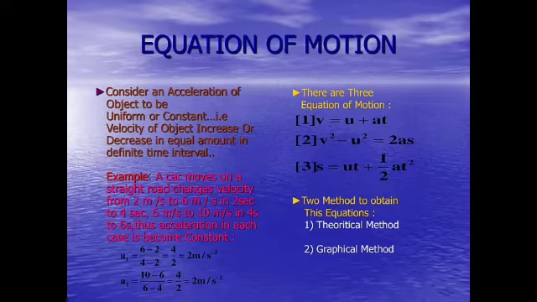So there are three equations of motion. First, v is equal to u plus at, where v is the final speed or final velocity, u is the initial speed or initial velocity. Second, v square minus u square is equal to 2as. Third, s is equal to ut plus 1 by 2 at square. So there are two methods: one is the theoretical method and second is the graphical method.